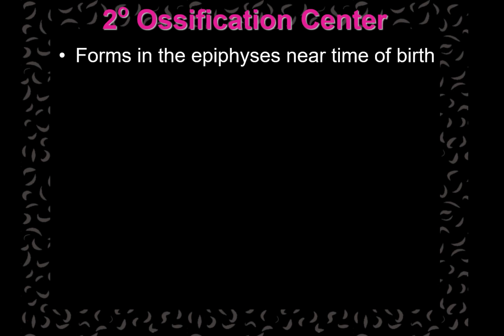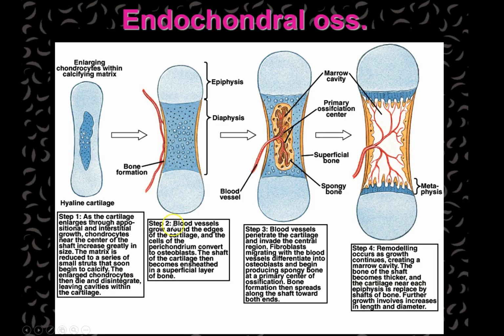So, we have a secondary ossification center that forms in the epiphysis near the time of birth. Okay, so let me back this up real quick. So we have to look back at this picture here. This would be the epiphysis, right? This would be the epiphysis. We're going to develop a secondary ossification center. This is the primary ossification center forming the marrow cavity. Secondary one. So it's going to do the exact same thing that was going on here. It's going to start that process here.